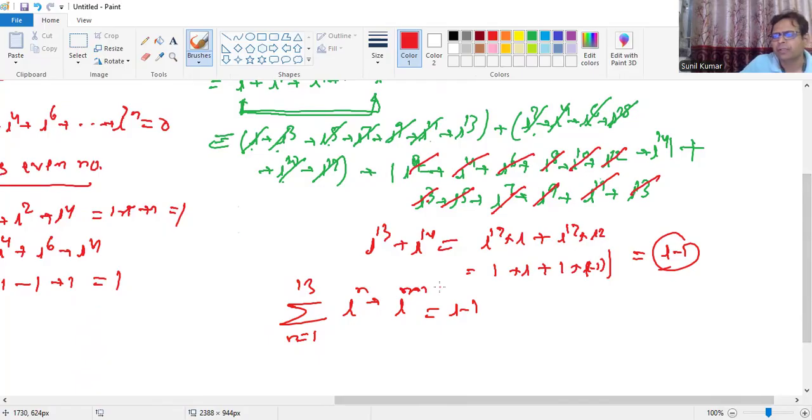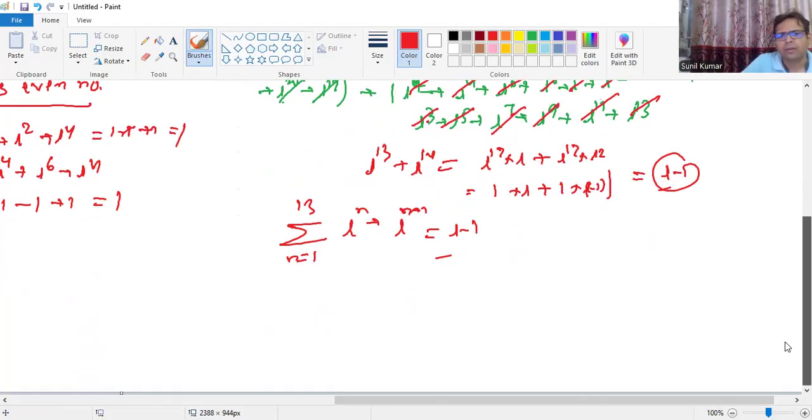Okay, this is a basic concept. So this is the concept, this final answer. Similarly, we can solve different kinds of questions based on this concept. Again, I'm going to explain one question here.